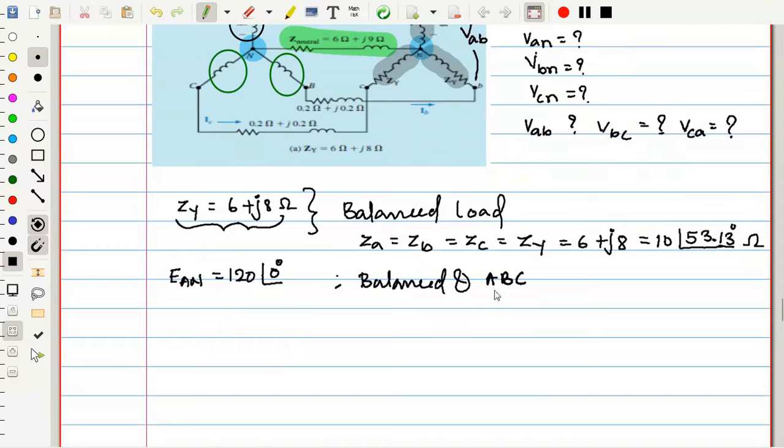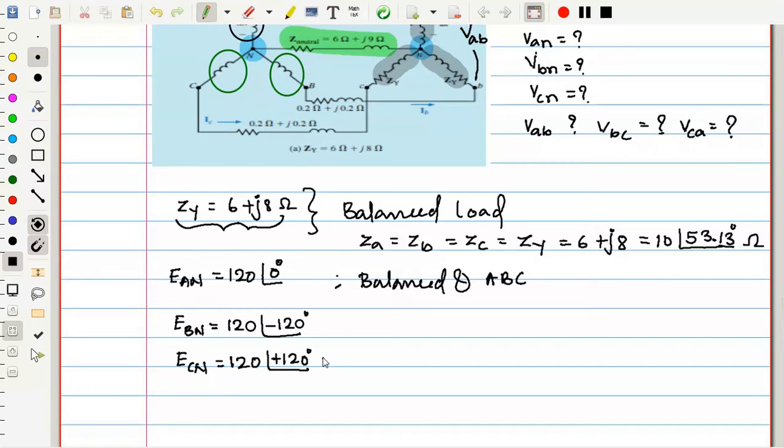Then after A, what phase do we need to choose? B. So EBN has the same magnitude, because it is balanced, and the angle must differ by 120 degrees. As I know it is balanced with ABC phase sequence, I am writing EBN as 120 at an angle of minus 120. Similarly, ECN is equal to 120 at an angle of plus 120, or minus 240. It's your wish, so I am writing plus 120. So these are the three phase voltages.